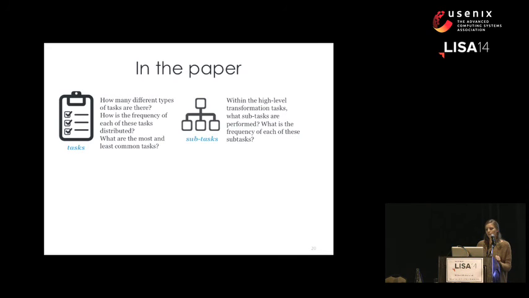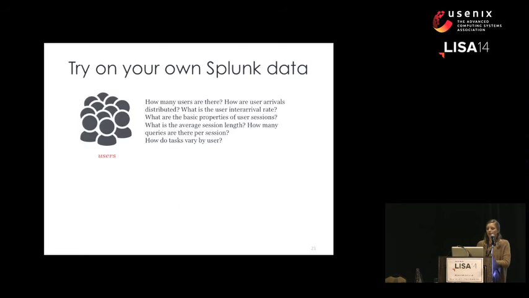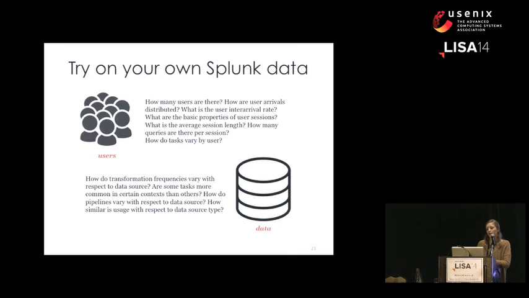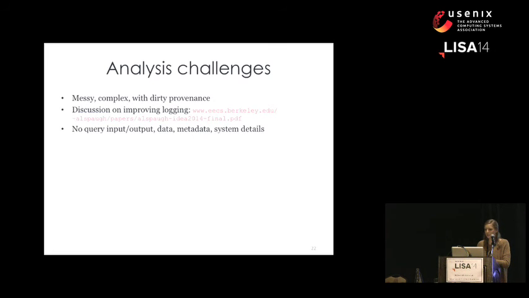There's a lot more in the paper. I talked a little bit about the tasks, subtasks, and the survey. We also looked at sequences of operations that people perform. What we didn't look at, because we don't have access to this sort of data, is how users behave and how the specific data you have influences the type of analysis you apply. I also didn't get a chance to talk about the challenges of analyzing this type of data. It's very messy and complex, and there's dirty provenance, as I alluded to. This led to a workshop paper about how to improve your instrumentation for systems to gather this kind of information, which I encourage you to check out if you're interested.